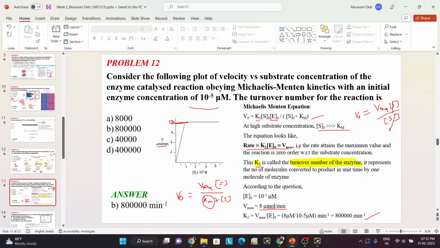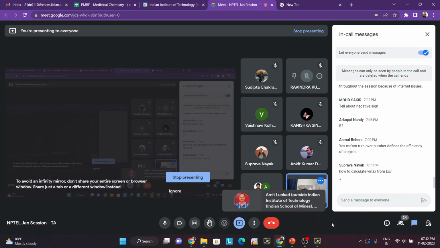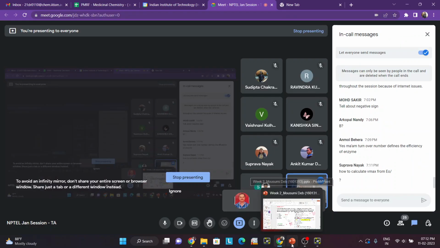You have to have some prior information about the turnover number of the enzyme. So from the E0 value alone, you cannot determine the Vmax value. And if you determine the value, it will be in terms of K2. Okay, so this is the point. You cannot calculate the Vmax from the E0 itself.